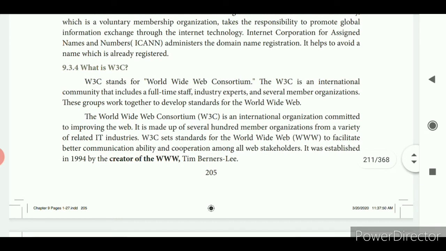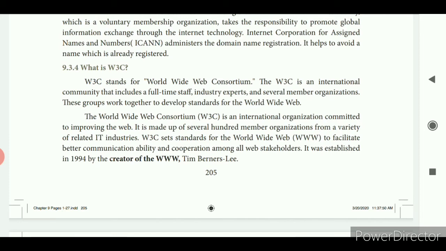Then what is W3C? W3 means www and C. So what do you mean by W3C? W3C stands for World Wide Web Consortium. The W3C is an international community that includes full-time staff, industry experts and several organizations. These groups work together to develop standards for the World Wide Web.